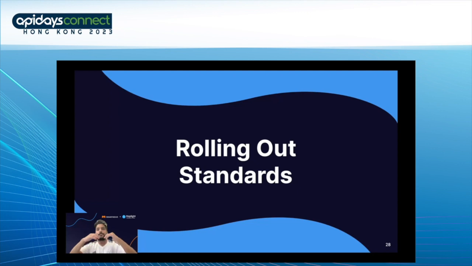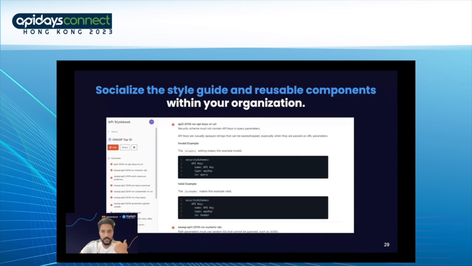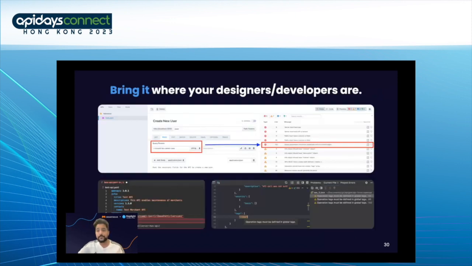Now, we have a catalog, we have a style guide, we have some reusable components. Rolling them out, it's about socializing them. So socialize your style guides, socialize your reusable components using good documentation, make it available for everybody within your catalog, preferably, so people can see these are your APIs. These are some of the guidelines that you follow if you are building new APIs themselves.